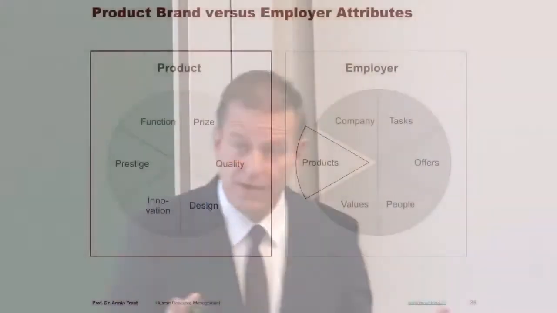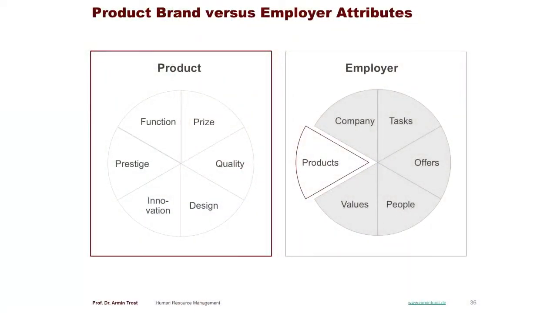So this is about the product brand. It has nothing to do with HR, right? It's about the product, it's about the company, and on the left-hand side here, you find these typical dimensions which we can look at when we talk about product brands or company brands. It could be about price, quality, design, innovation, prestige, and so on. So this is the product brand: a promise related to the product.